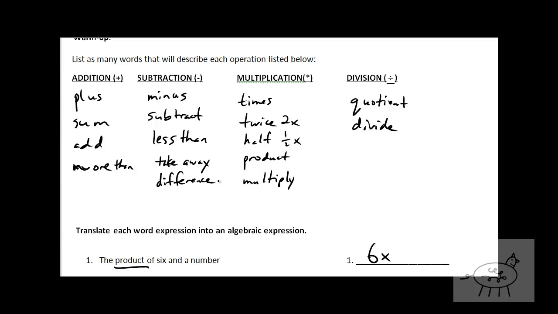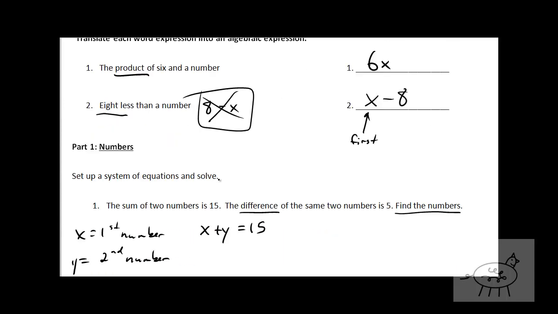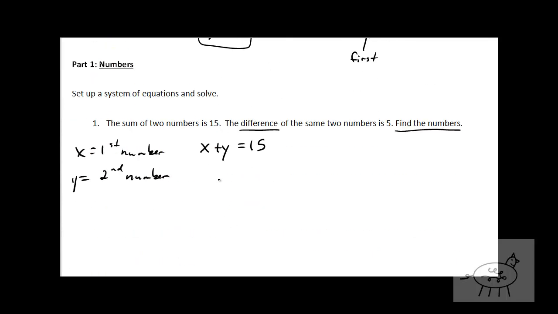That's a good one. Okay. The difference between the same two numbers is 5. So x minus y equals 5. So those are your two equations. Guys, once you have the two equations, then you're good to go. Then it's really easy. You just use your method of solving.